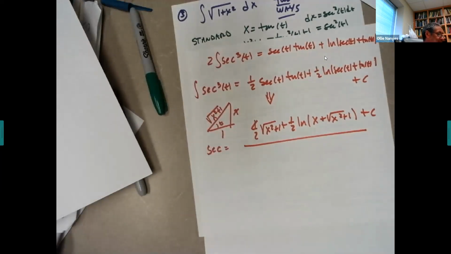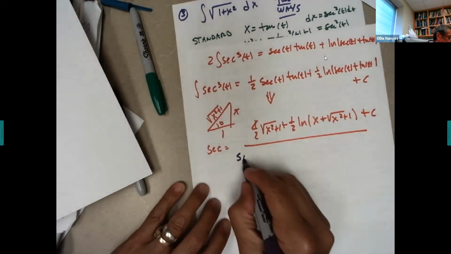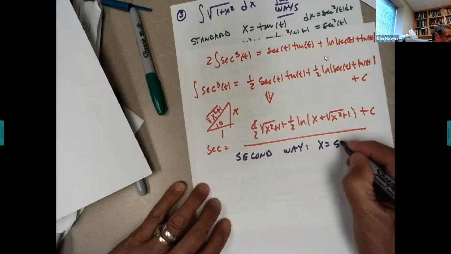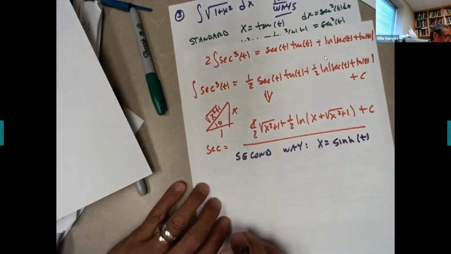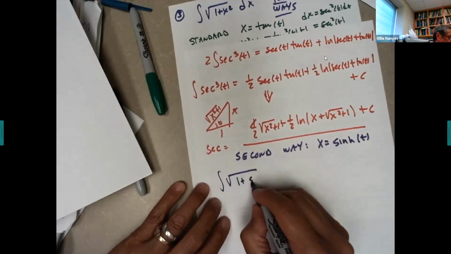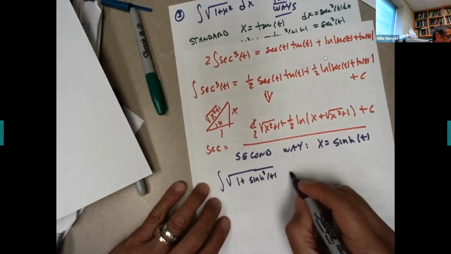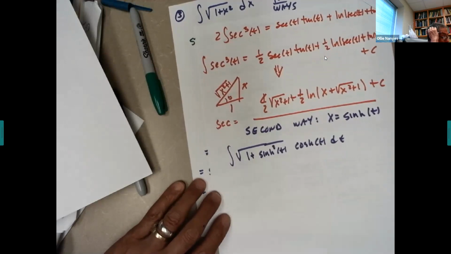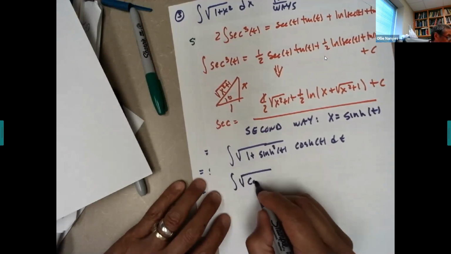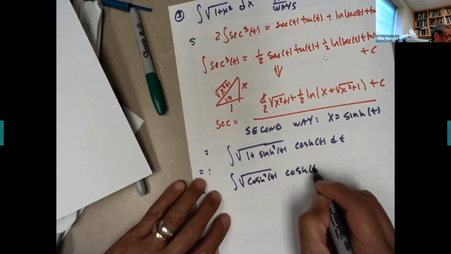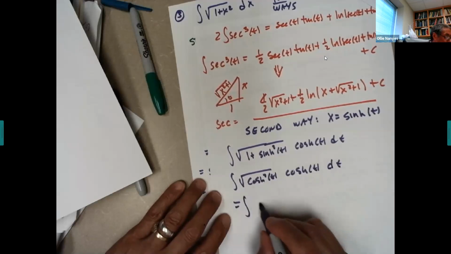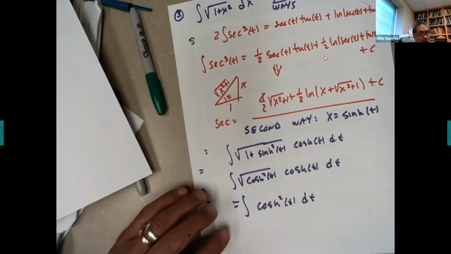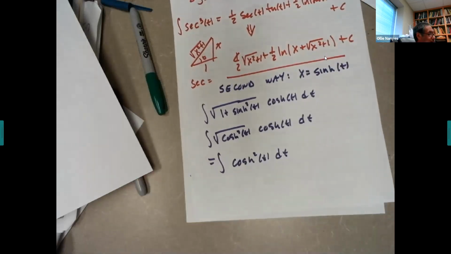Now finally, let's go ahead and do it the second way. Use x equal to hyperbolic sine of t. So this now becomes the square root of 1 plus sinh squared t. The derivative is hyperbolic cosine. But remember, that's going to be the square root of cosh squared t times cosh t dt. So assuming that's positive, that's going to be the integral of cosh squared t dt.